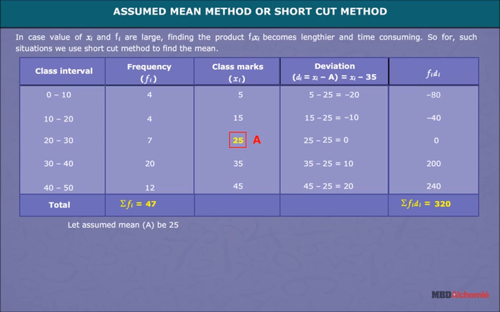In the fifth step, we will find the mean by using the formula: mean is equal to a plus sigma fi di divided by sigma fi. After putting all the values in this example, we get 31.80 as the mean.